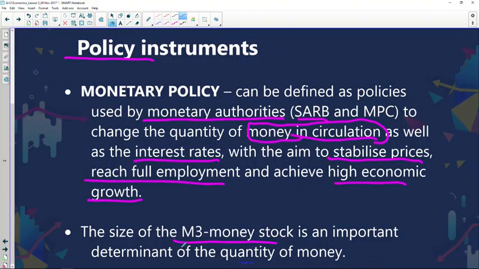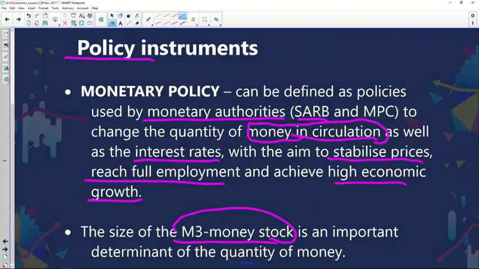So it is the role of the Reserve Bank and the Monetary Policy Committee to ensure that they control the quantity of money in circulation. So in this instance, we'll be focusing on the M3 money stock, looking at the liquid cash that is available in a country's economy, which is made up of easily accessible deposits, notes, and coins.